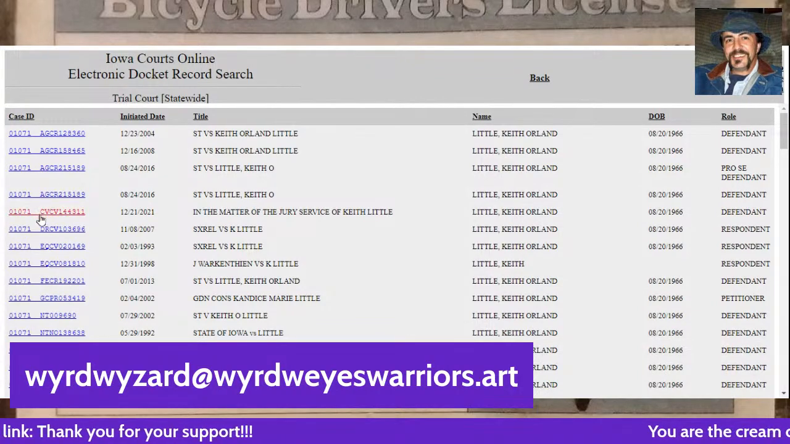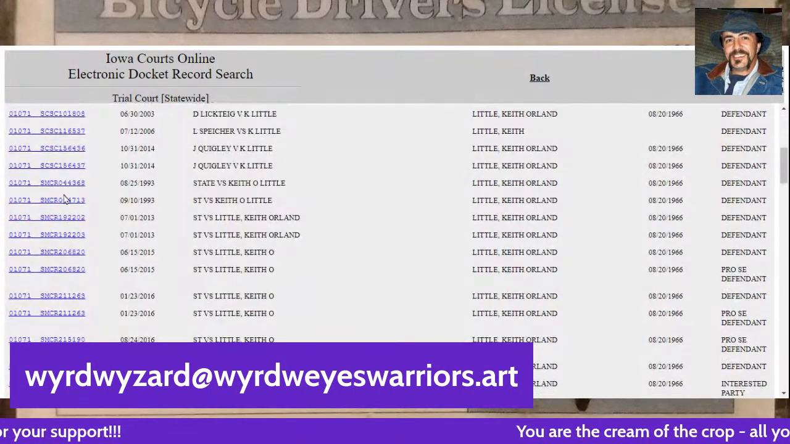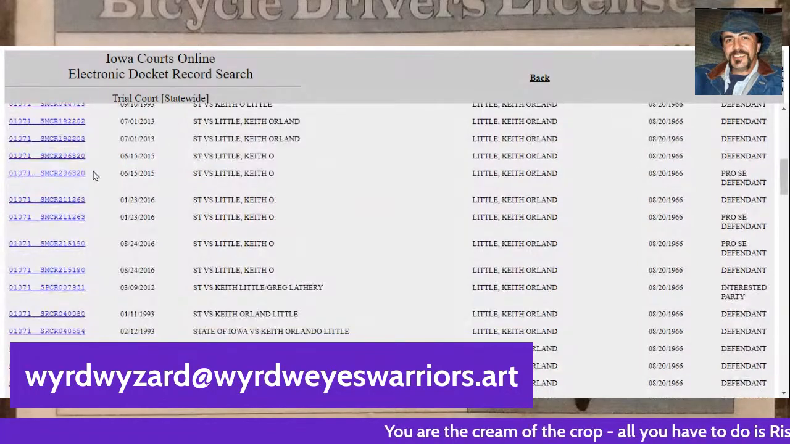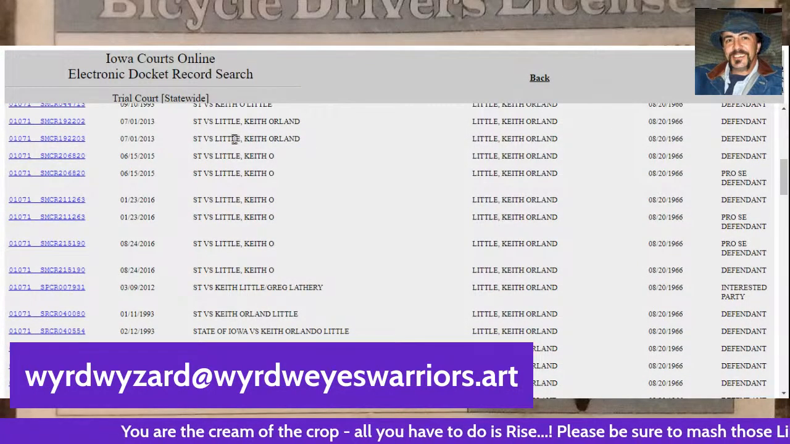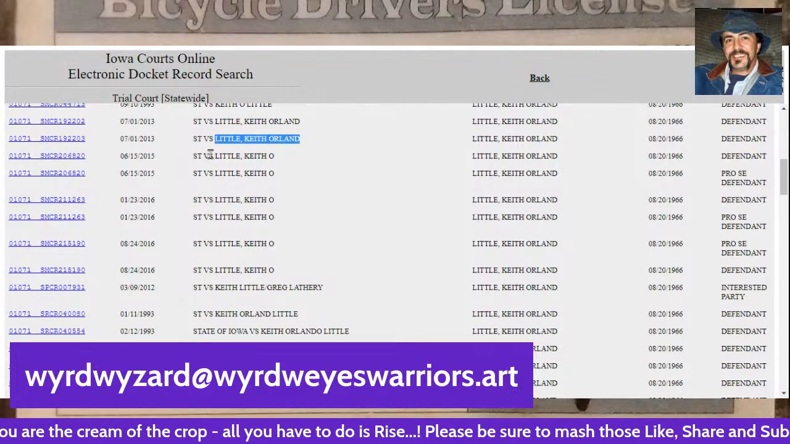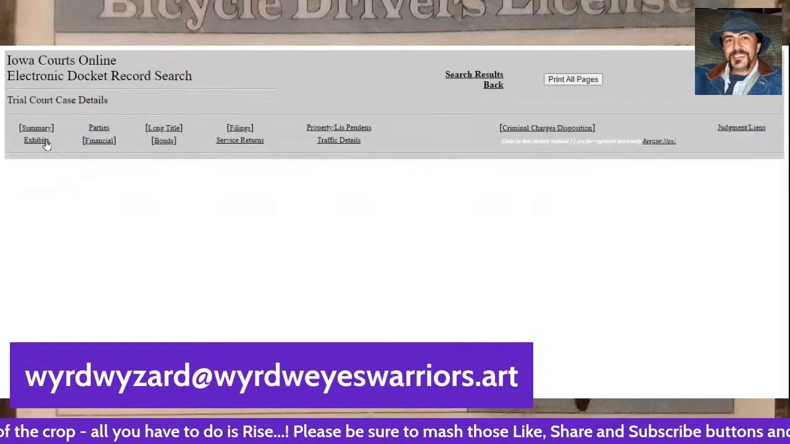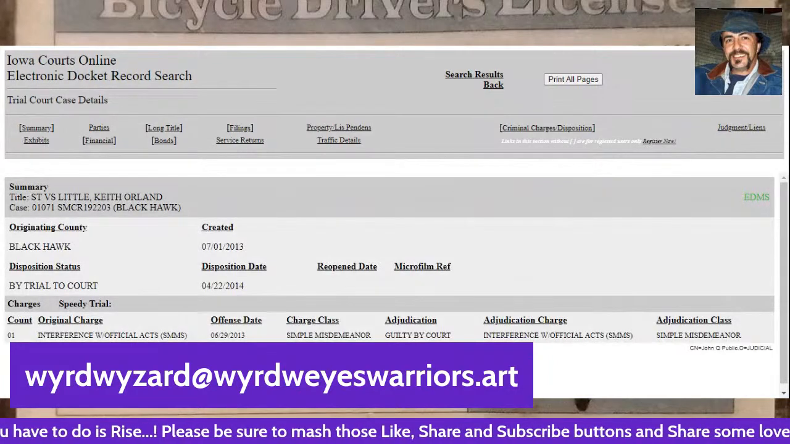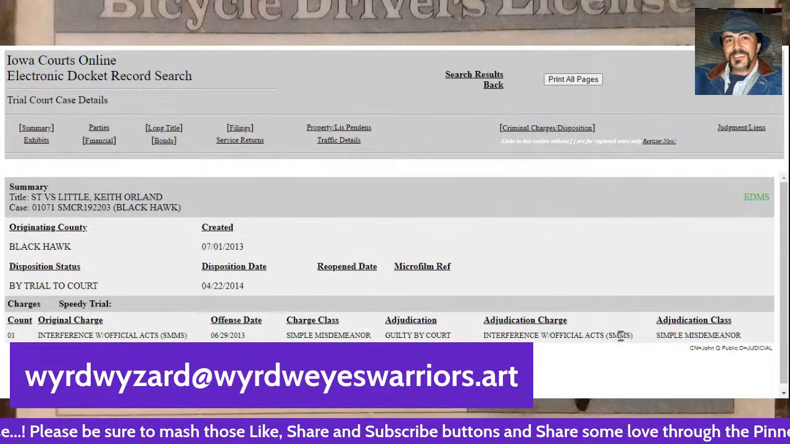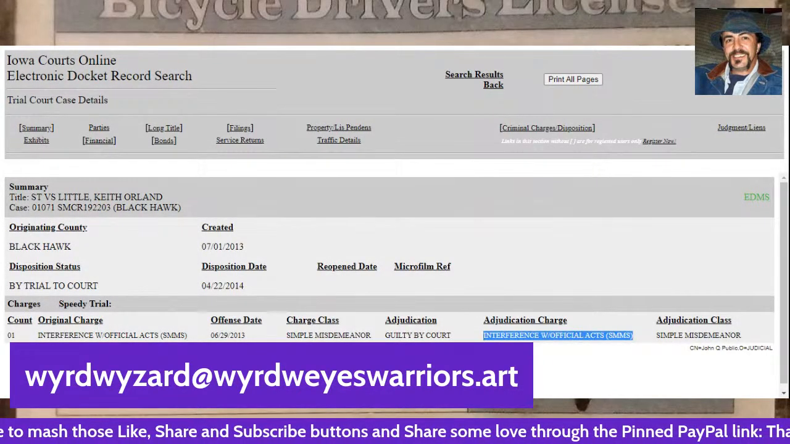Okay, so let's look at one of these. State versus Keith Orland, or Little Keith Orland, the military style. Let's look at that. SMCR, by trial, interference with official acts. I can prove this one wrong today.